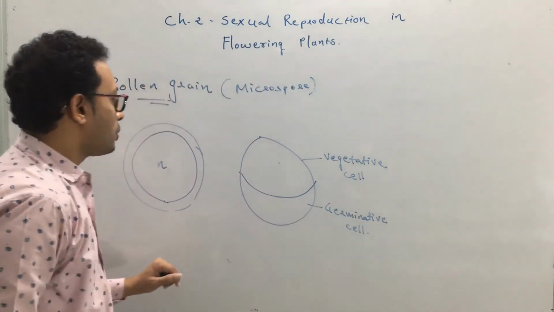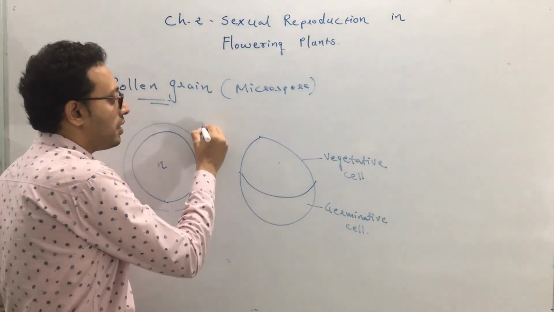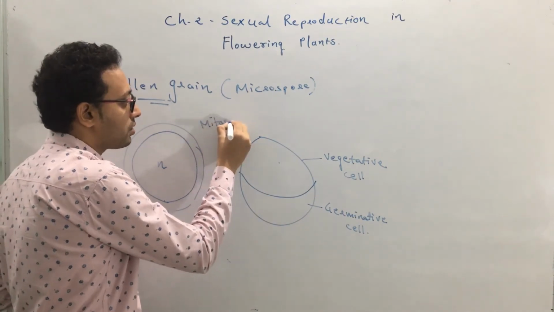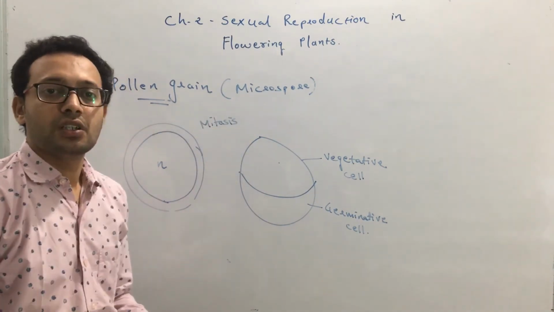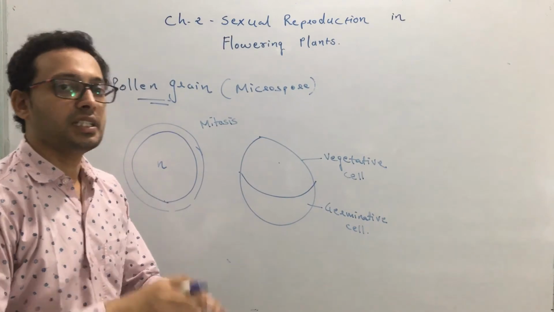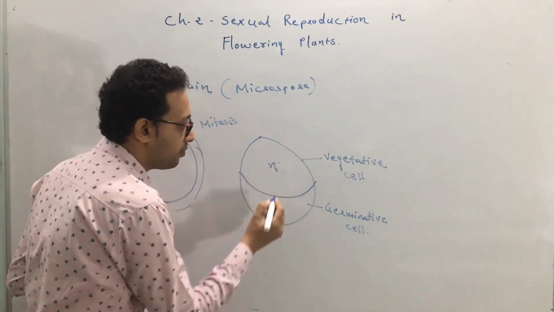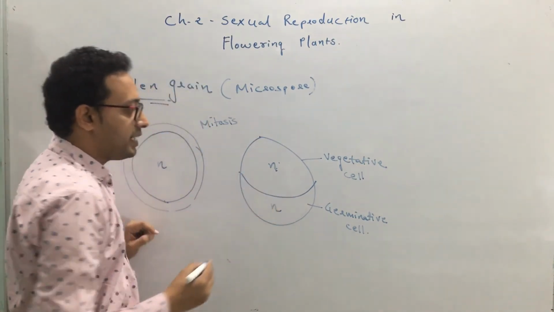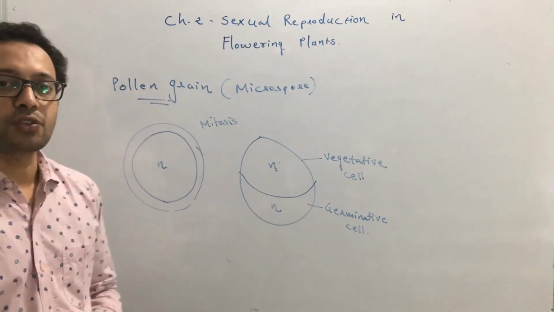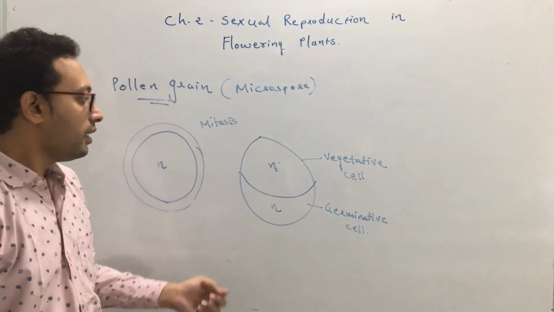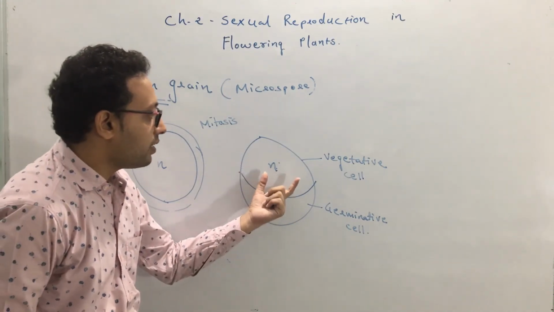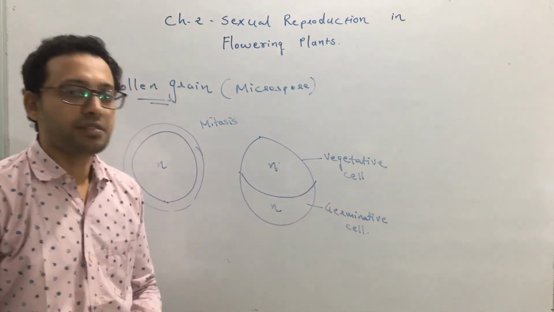So that division occurs. Here the division occurs by which process? Mitosis. Mitosis means obviously the number of chromosomes remains the same as the parent cell. So the vegetative cell contains n number of chromosomes. Similarly, the germinative cell also contains n number of chromosomes. But what are the characteristics?